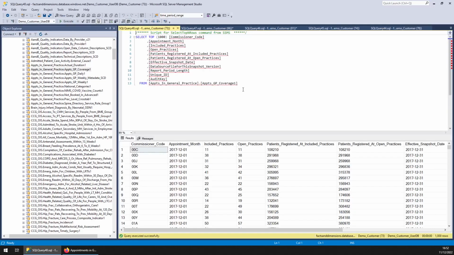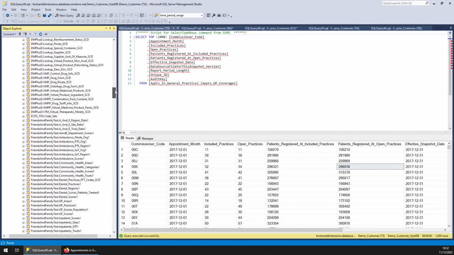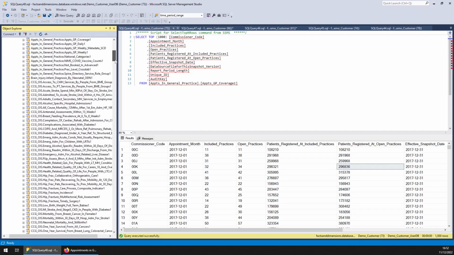GP coverage. It just includes the practices and open practices and registers. Registered as in number of patients registered. That is actually also in NHS. No, sorry, in the demography one. You've got the numbers of patients registered at GP practice. That's covered in another Spotlight dataset called the demography.